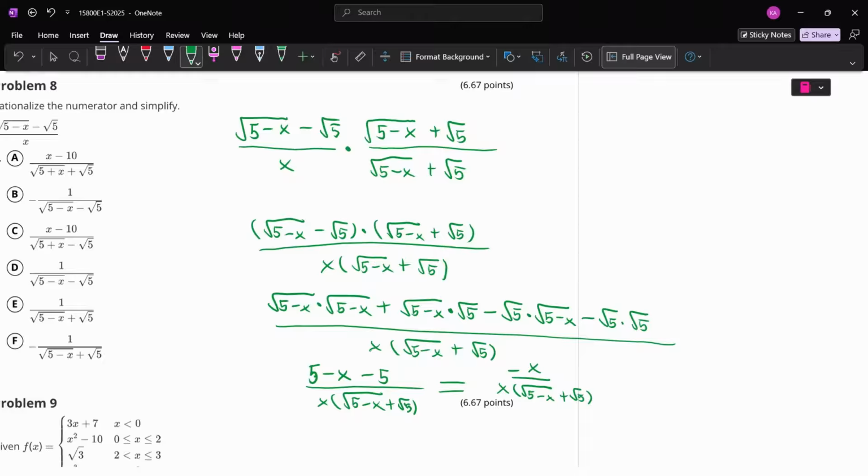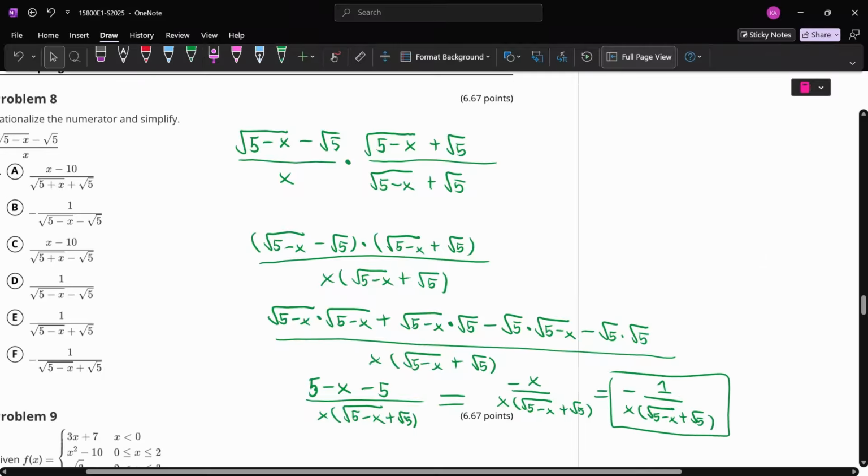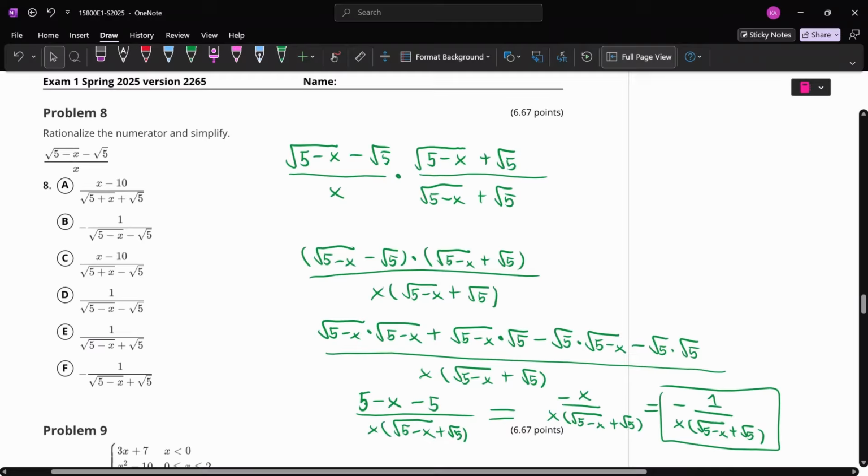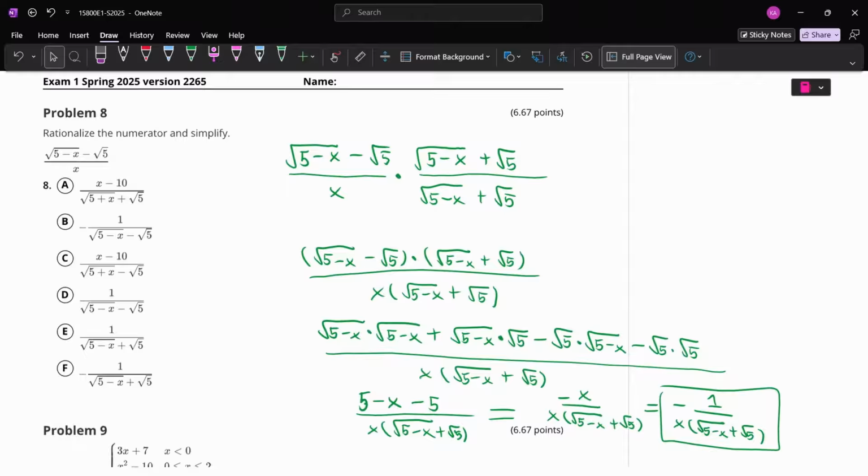And then additionally, the next thing we have to do is cancel out one more thing, because you can see that we have an x here and an x here. And so those x's are going to cancel. And so we're ultimately going to end up with a simplified expression of negative 1 over x times the square root of 5 minus x plus the square root of 5. So this is going to be our final rationalized and simplified expression. So the answer to this question, I believe, is going to be... Oh, wait, no. I said I was going to cancel the x, and then I kept the x here. This is what your final answer should be now. So the answer to this question should be... I think F. Yeah, the answer to this question is going to be F.